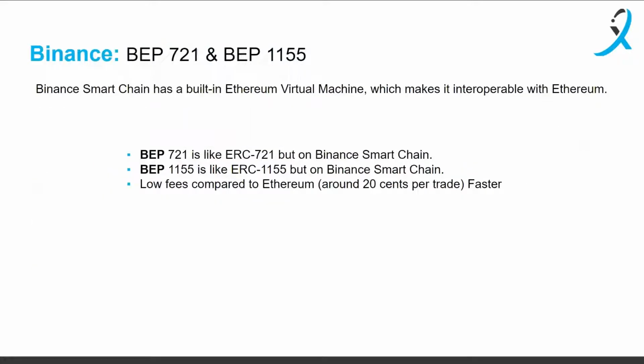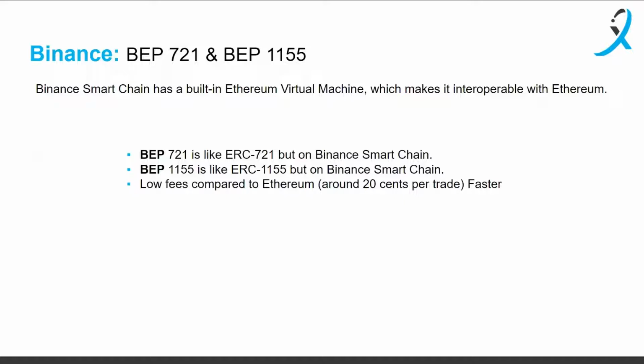All right, so let's talk about Binance. Binance is a popular blockchain and cryptocurrency exchange. They have the Binance Smart Chain. It's got a built-in Ethereum virtual machine, which makes it interoperable with Ethereum. And they have a couple of token standards as well. The BEP 721 is a lot like the ERC 721, but it's on the Binance Smart Chain. And the BEP 1155 is like the ERC 1155, but it's on the Binance Smart Chain.